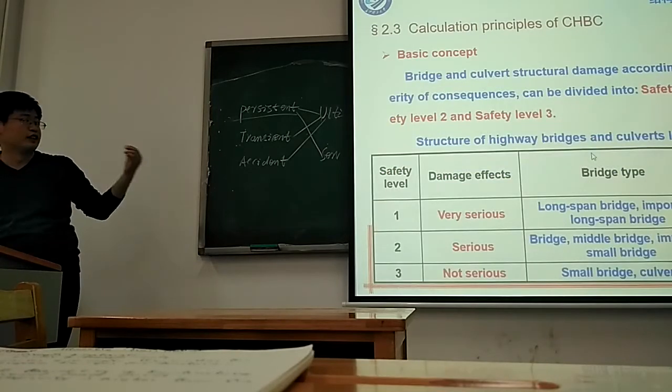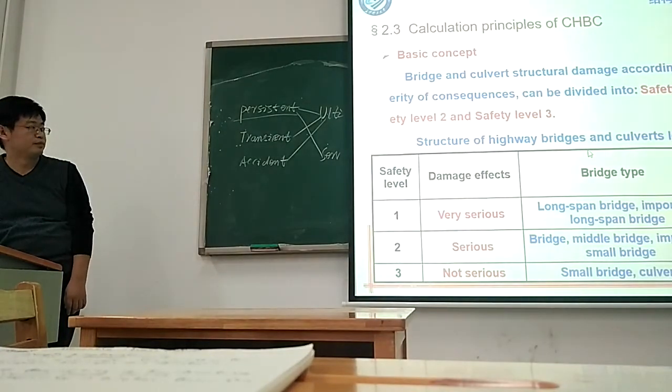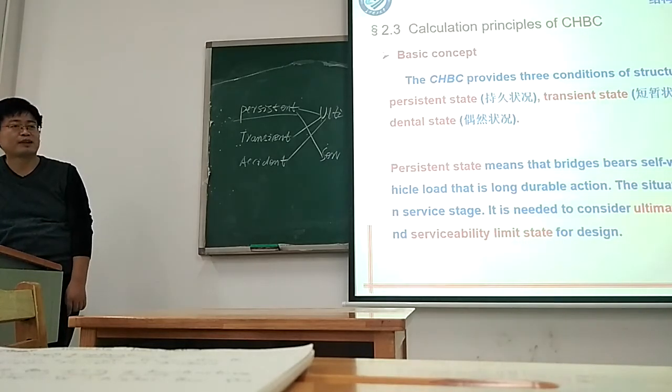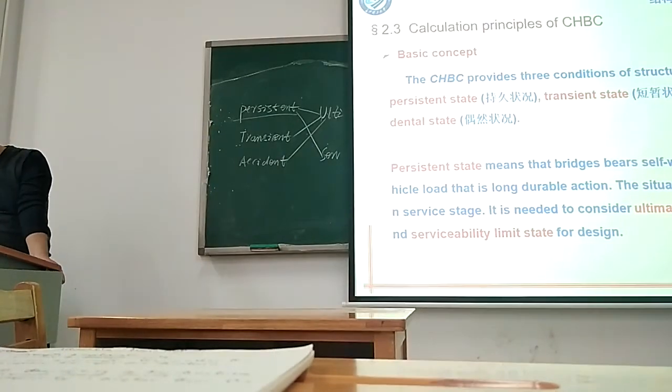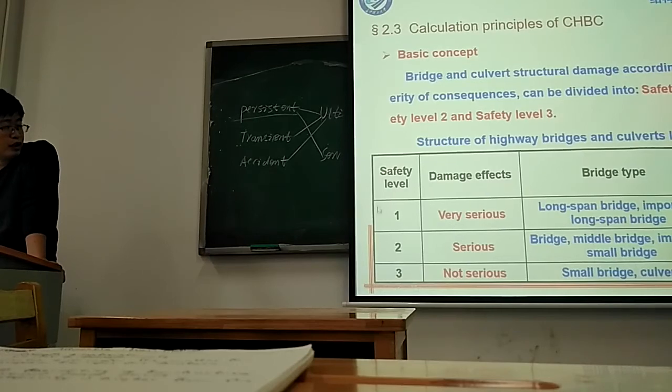So this is three states and two limit states. What's the relation between these? I wish you can remember. The bridge and the structure damage, according to the severity of the consequence, can be divided into level 1, 2, 3. Actually we have introduced this before. Level 1 means very serious. Level 2 is serious. Level 3 is not serious, it's a normal situation.